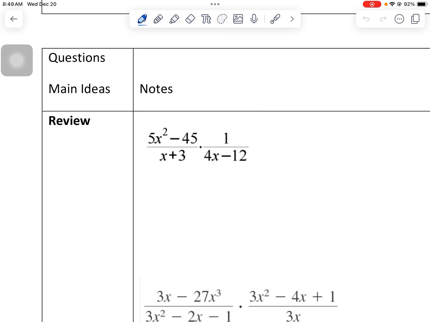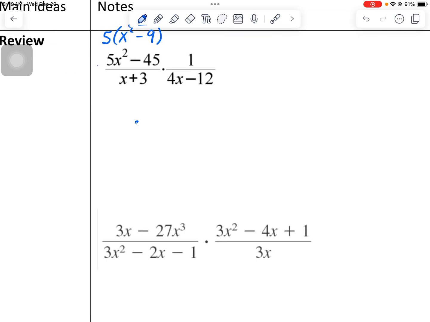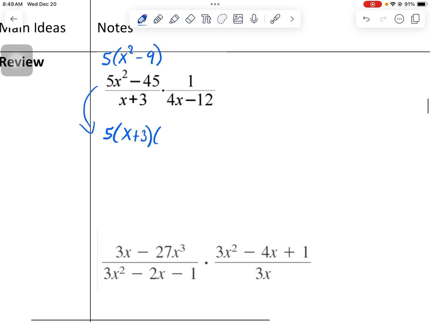So let's go ahead and factor this first one. We see that we can take a 5 out of 5x squared minus 45. And then if we look at the x squared minus 9, we recognize we can take that one step further. So I'm just going to write that down here. It would be 5 times (x plus 3)(x minus 3). And then the bottom stays as x plus 3 times 1 over. We also can factor a 4 out of 4x minus 12.